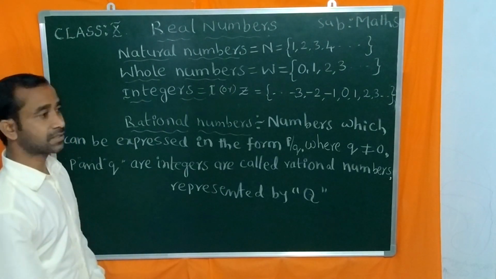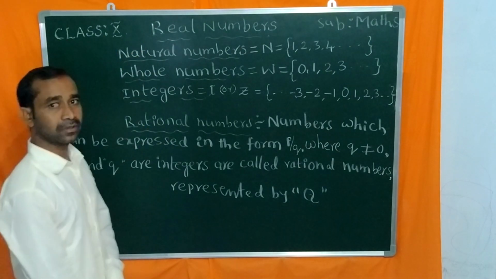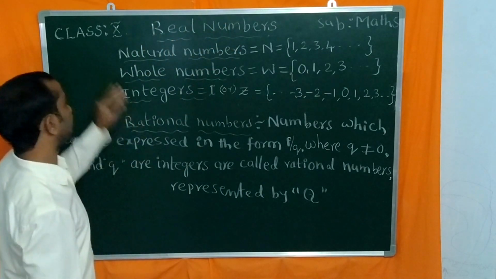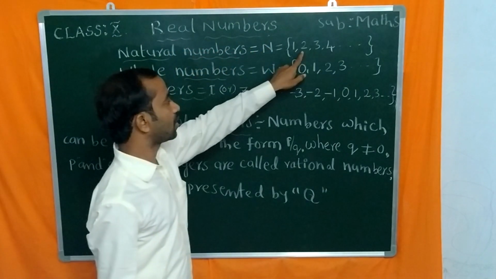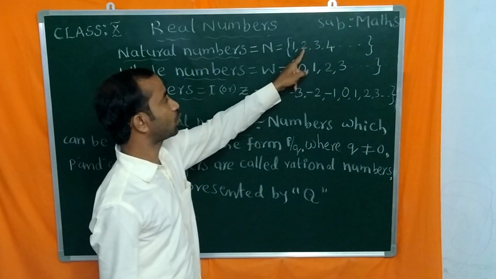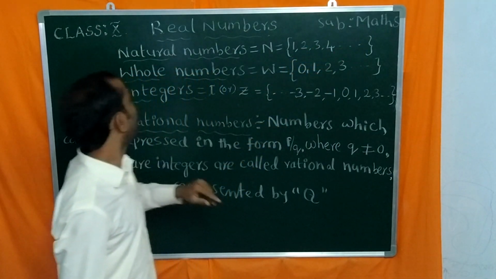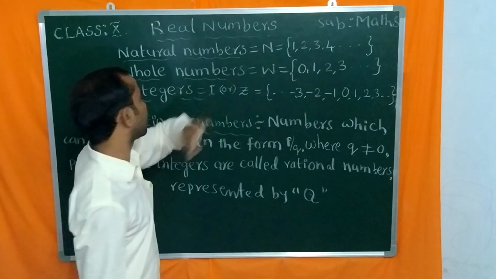Subject mathematics, 10th class. Today we discuss the first chapter, real numbers. First, natural numbers. All countable numbers are called natural numbers, starting with 1, 2, 3, 4 up to infinity. Natural numbers are represented by capital N.